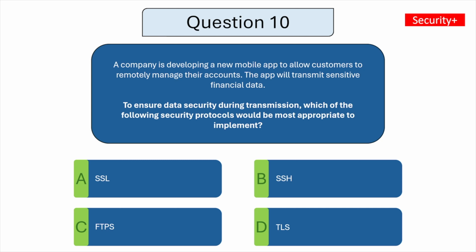Question 10. A company is developing a new mobile app to allow customers to remotely manage their accounts. The app will transmit sensitive financial data. To ensure data security during transmission, which of the following security protocols would be most appropriate to implement? A. SSL. B. SSH. C. FTPS. Or D. ELS.